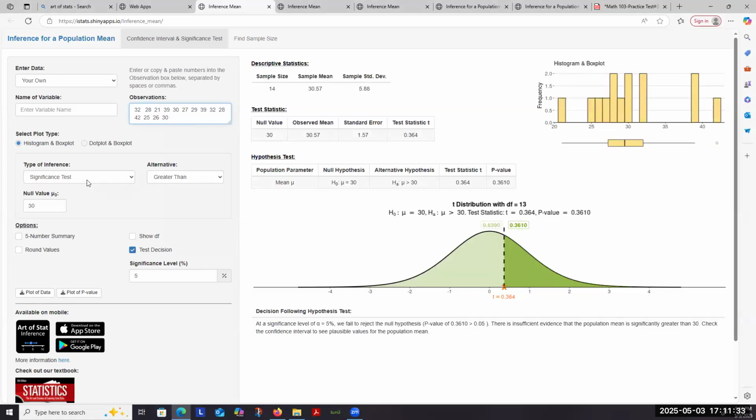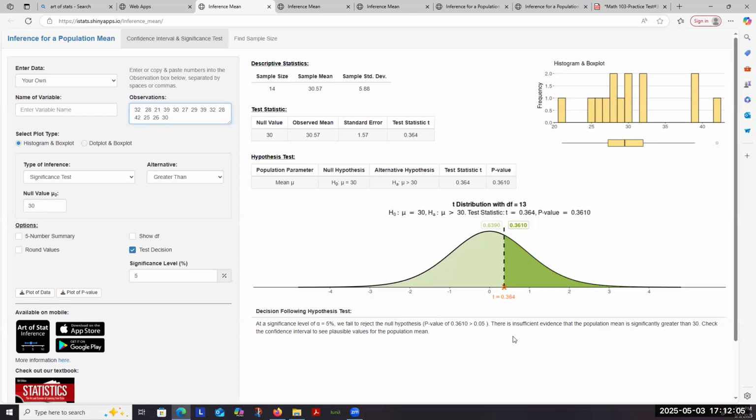Then the test is significant test. The null hypothesis is 30. You have to use greater than, and the null value is 30. Put the test decision. So as you can see, the p-value is going to be 36%. Your alpha is only 5%. So p is greater than alpha. So we do not reject the H naught. They use this expression, we fail to reject, which is the same thing.